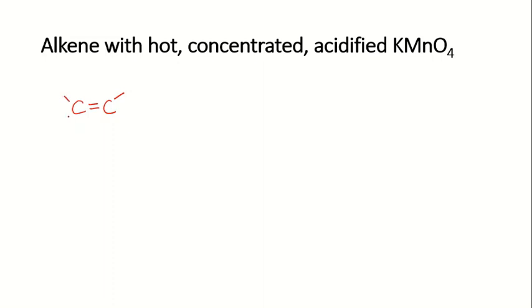Then we have two carbons sharing the double bond, and the carbon on the left hand side, in this example, is bonded to two hydrogens. On the right hand side, I'll just put two alkyl groups, CH3. Now, when it is oxidized by hot and concentrated acidified KMnO4, what we do is split this compound from the center of this alkene, which is from the double bond.